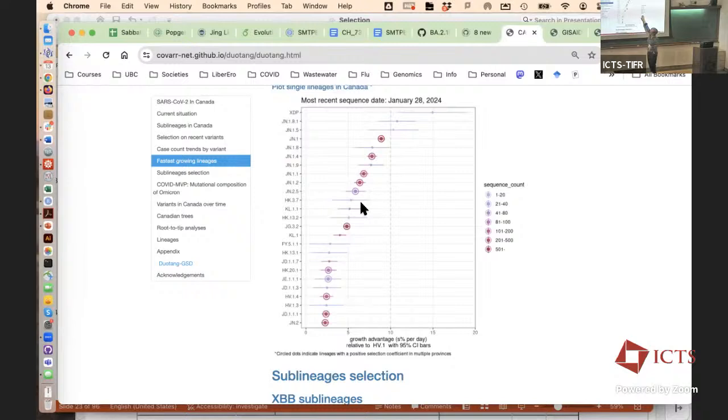The amount of data is indicated by color. So if there's a lot of data, I'm much more confident in the selection coefficient. Also, the confidence intervals are smaller. If I see evidence of selection in more than one province, we put a little circle on it, which means it's not just spreading in one place, it's spreading in multiple places. So those are the ones with the strongest evidence.